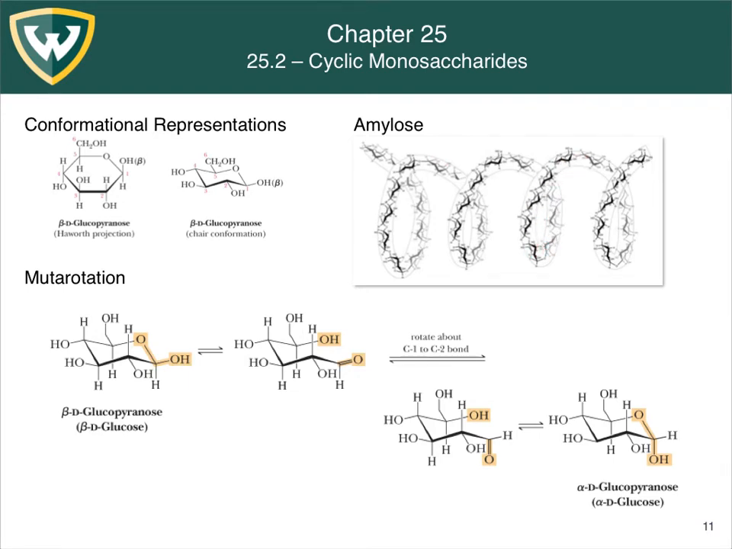An important process to understand from a mechanistic perspective is mutarotation. This is the process by which monosaccharides interconvert between anomers. Pause the video and then, using your knowledge from Chapter 16, propose a mechanism for this interconversion, first using a catalytic base, then using a catalytic acid.